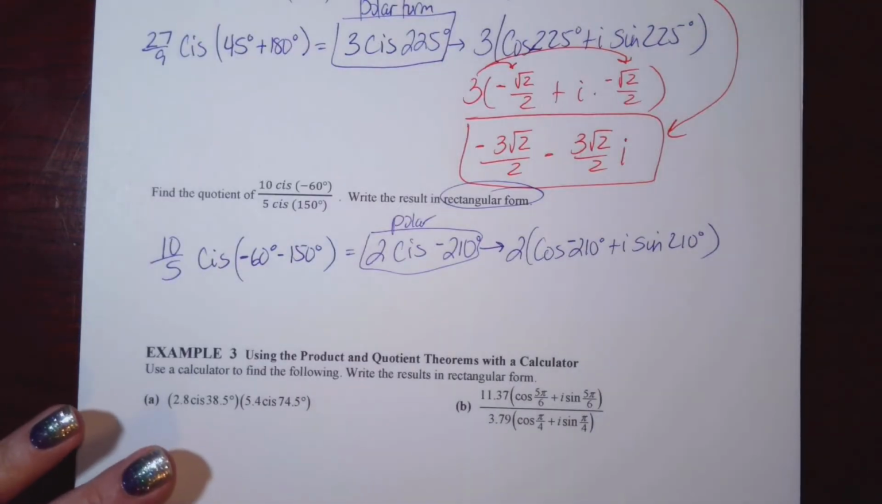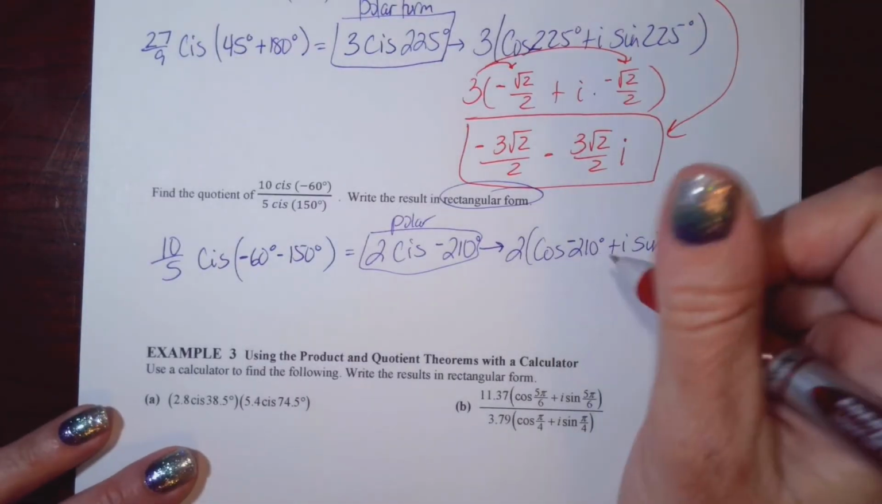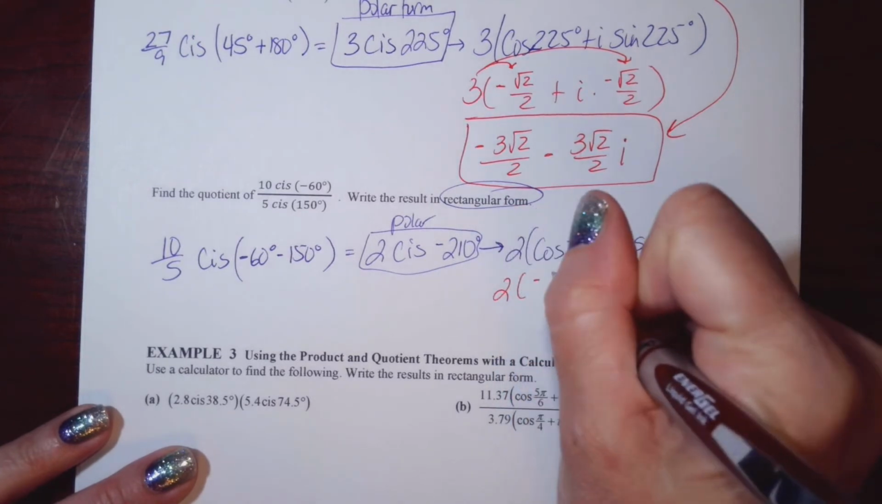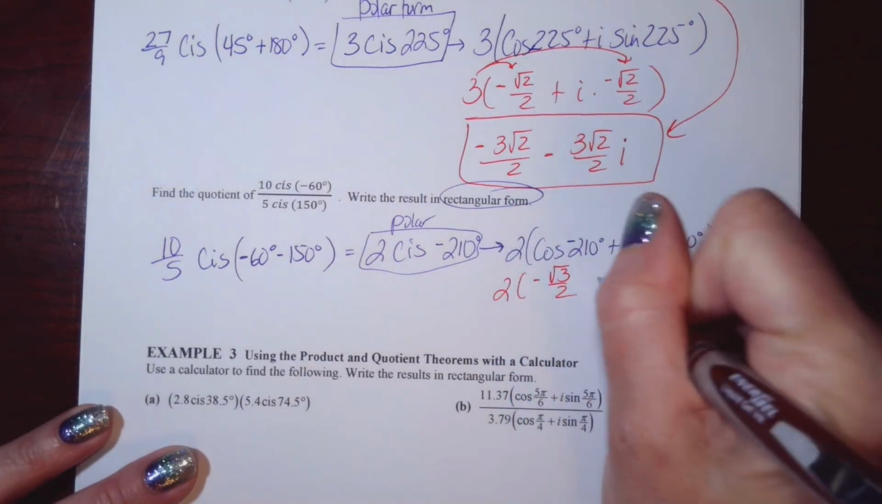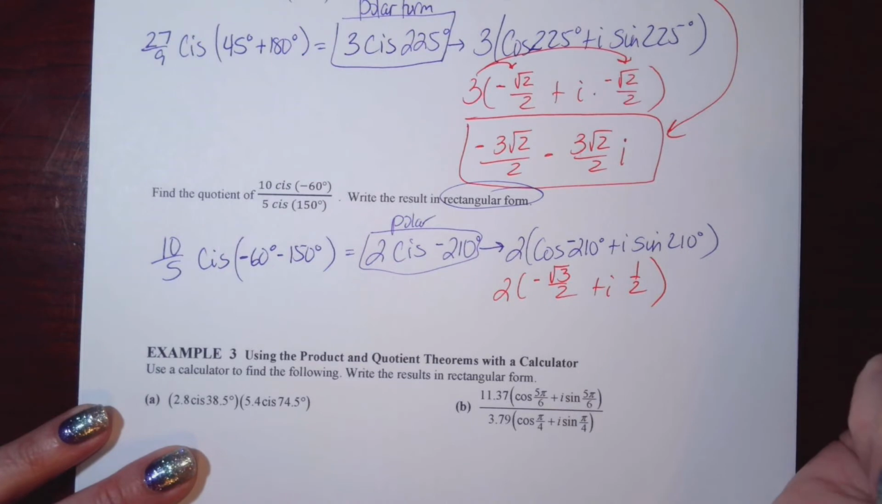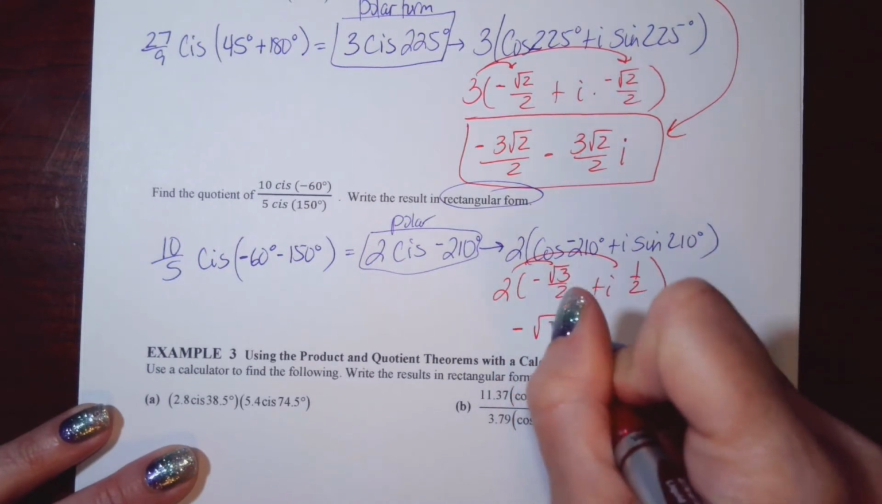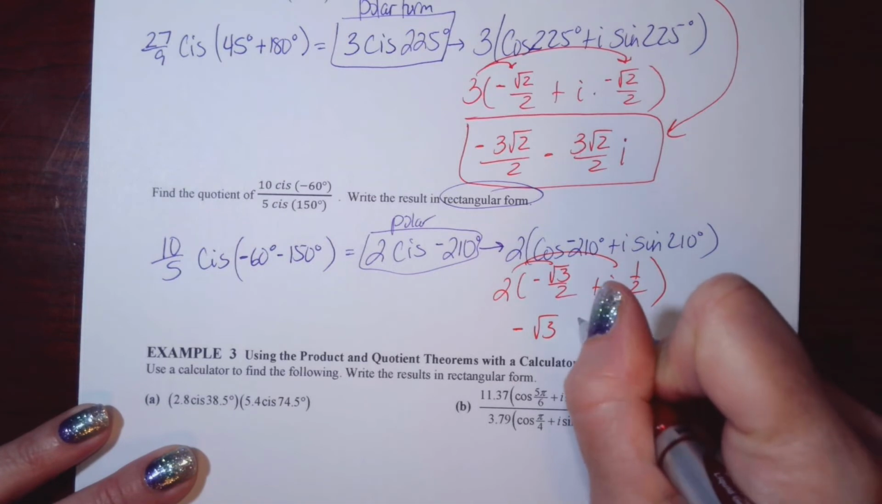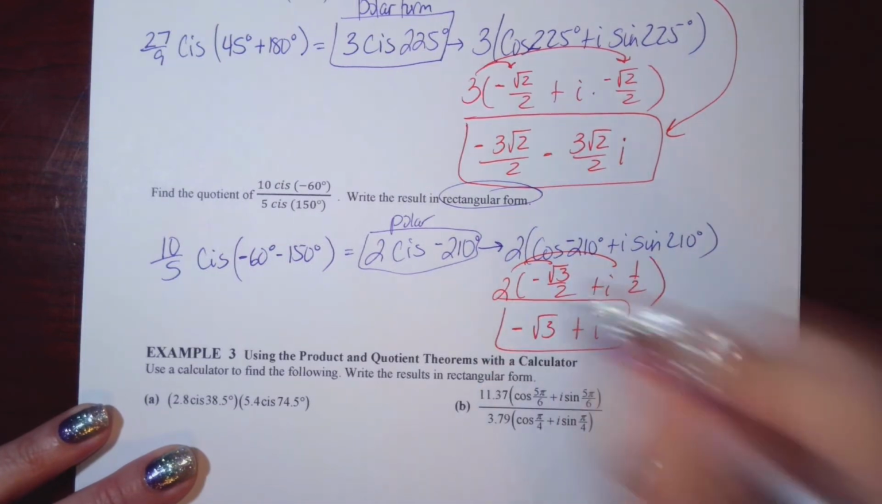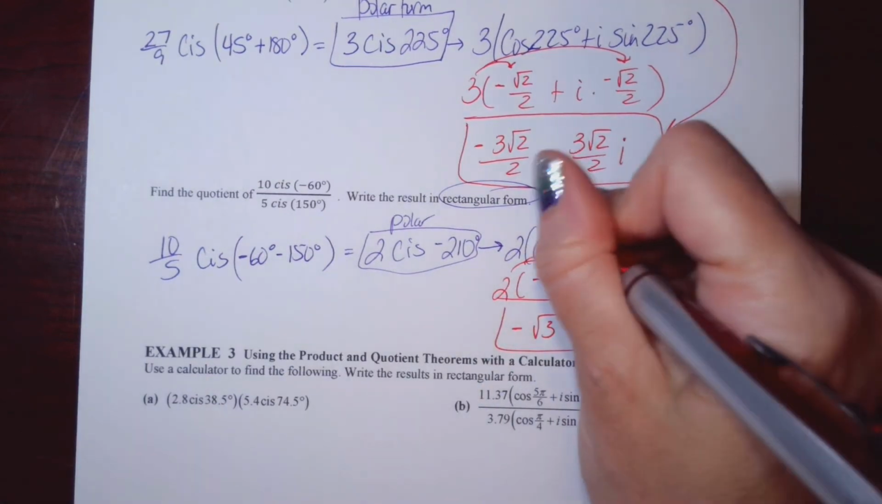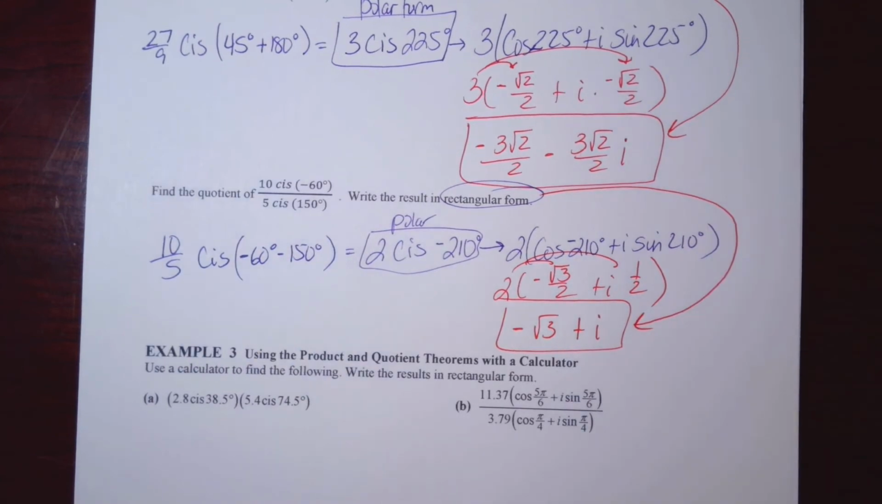I'm in quadrant 2, so my cosine function value is negative, and my sine function value is positive. And when I distribute that 2 inside, I get a negative square root 3 plus i. And that's my rectangular form of this quotient.